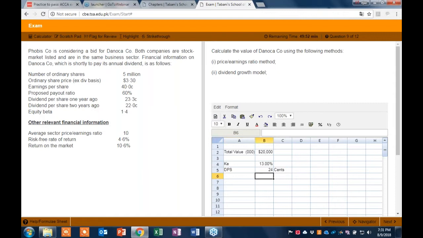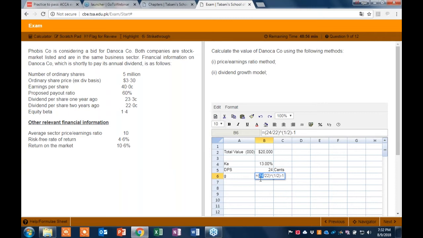Let's calculate growth as well. It says that the dividend per share 1 year ago was 23.3 cents, and it was 22.0 cents 2 years ago, whereas the current dividend is expected to be 24 cents. So the latest dividend is 24 cents. The earliest dividend is 22 cents. The number of years in between is 2, so 1 upon 2, minus 1. And if you change it to percentage, it gives us 4.45% growth.